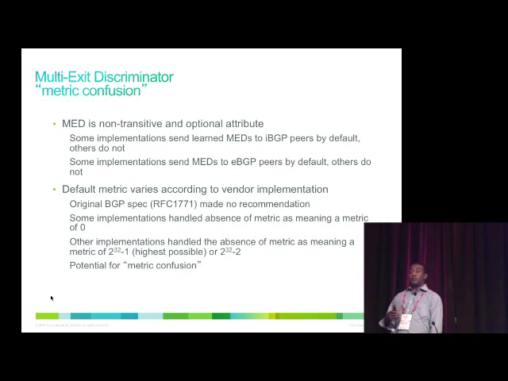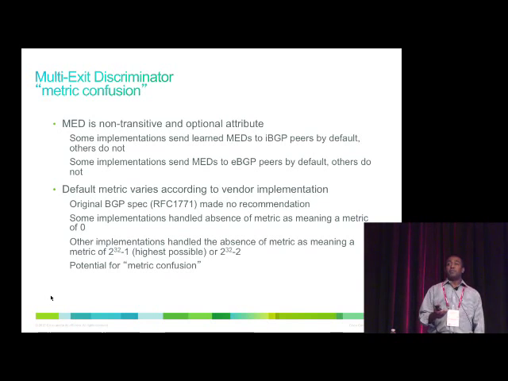Watch out for metric confusion. When BGP was first specified, the RFC didn't specify the default value for MED. MED is optional. So it doesn't specify what MED value to assume for a route that doesn't have a MED associated with it. So some vendors assumed 0, some vendors assumed the maximum, and that created a confusion. Later on, it was rectified.